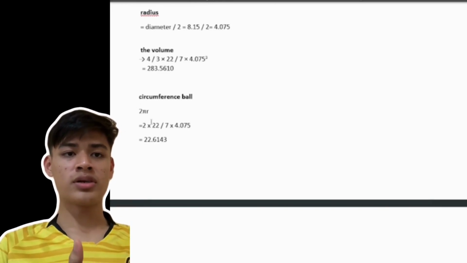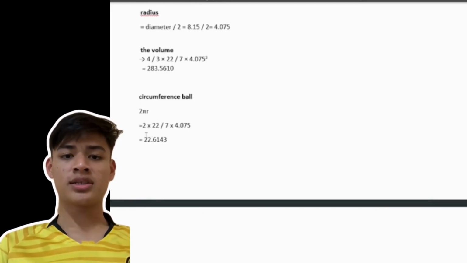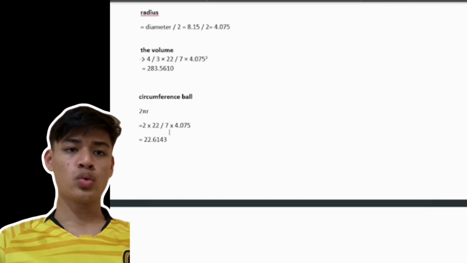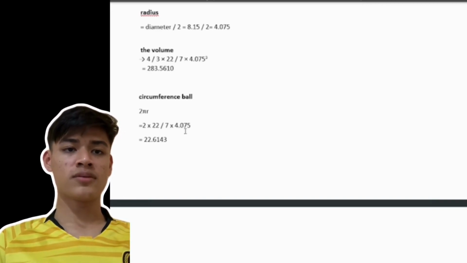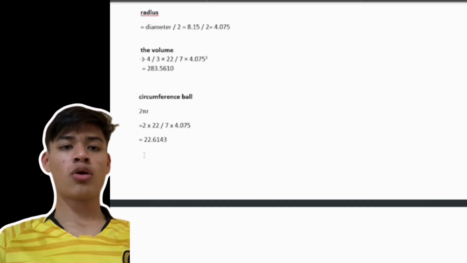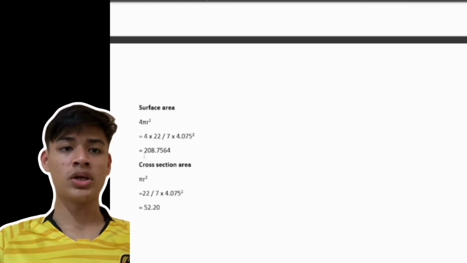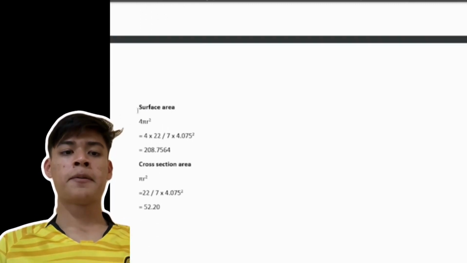The formula of the circumference of the ball is 2 pi r, and we got here 2 times 22 over 7 times 4.075, and we got 22.6143 for the circumference of the ball.